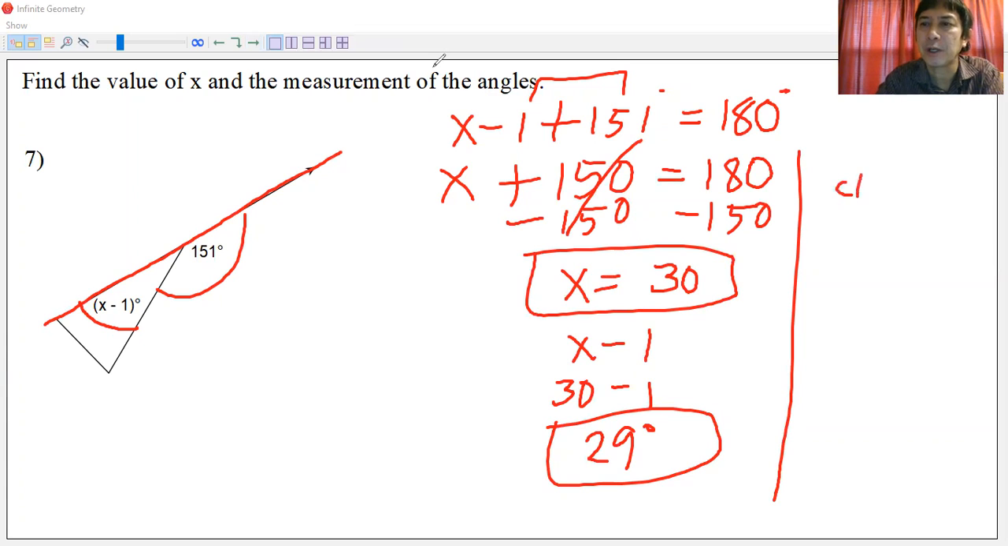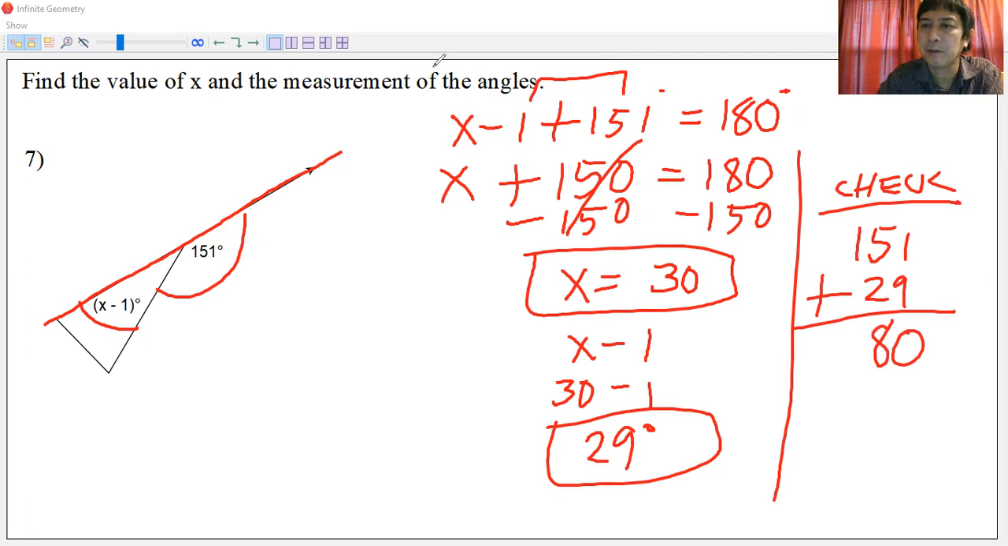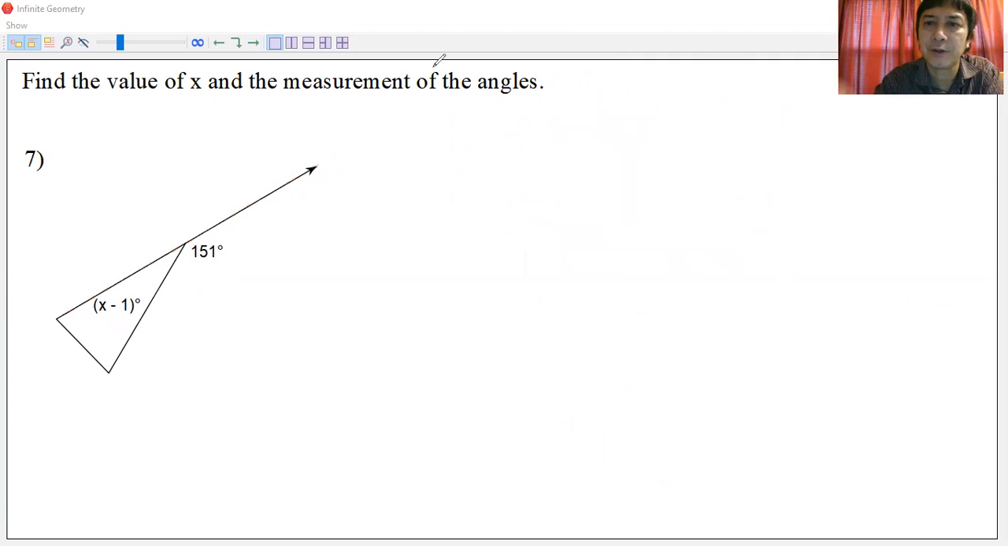Again, we can always check. The total must be 180. So 151 added to 29, that's 180. And so this 29 degrees is correct. This x value is also correct. All right, let's continue with number 8. I will erase the screen.